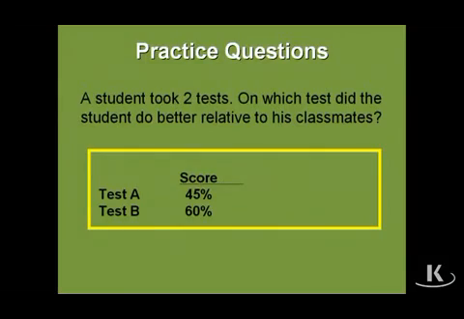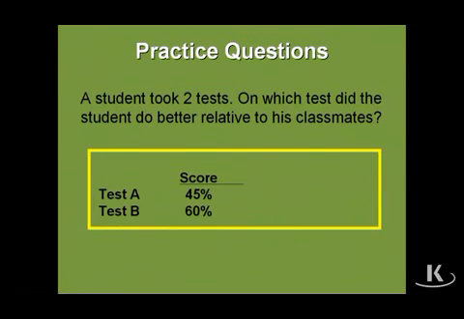Next, let's look at something a little bit different. A student took 2 tests. On which of the tests did the student do better relative to his classmates? We have test A, where the student scored 45%, and we have test B, where the student scored 60%. The question is, which is better? And the answer is, right now, given what's on the screen before you, you can't tell. Because scores by themselves are essentially meaningless. Scores only have meaning when they're linked to the distribution out of which they came.